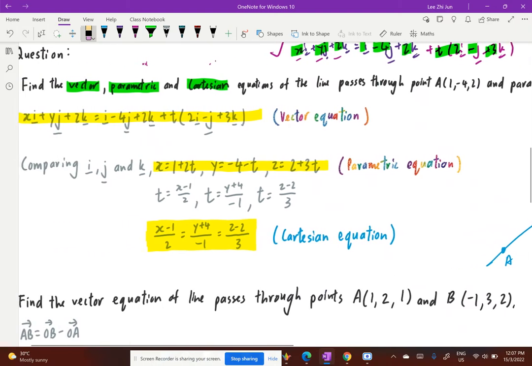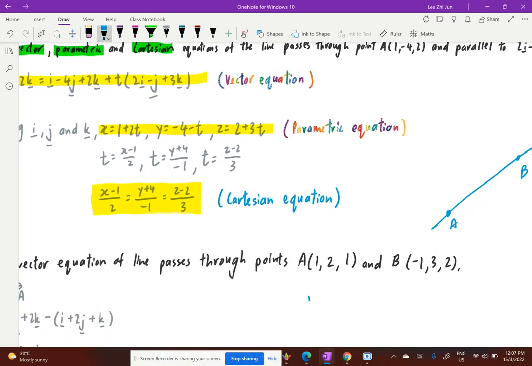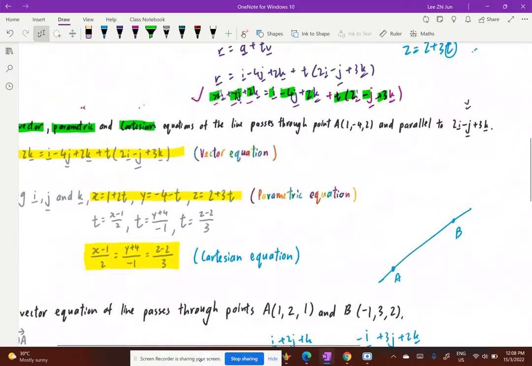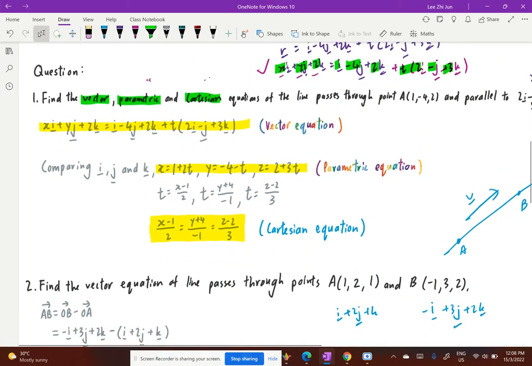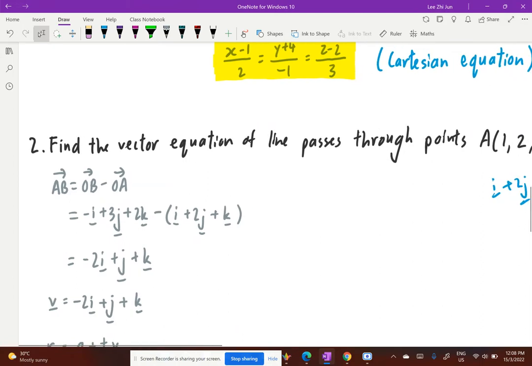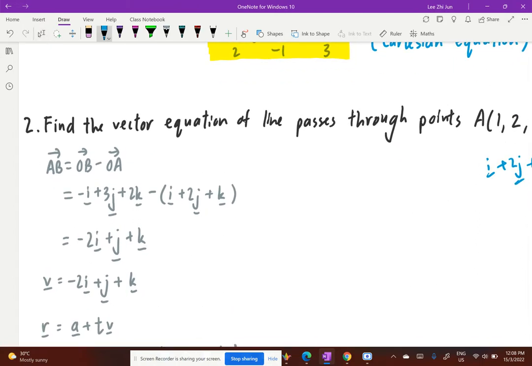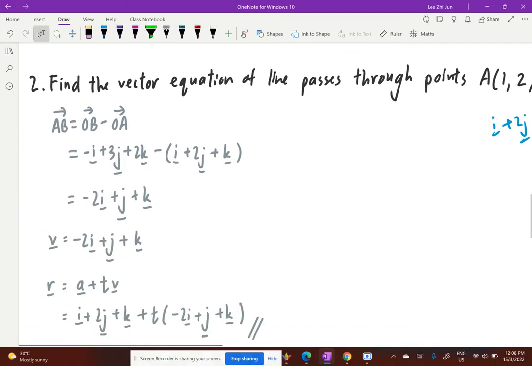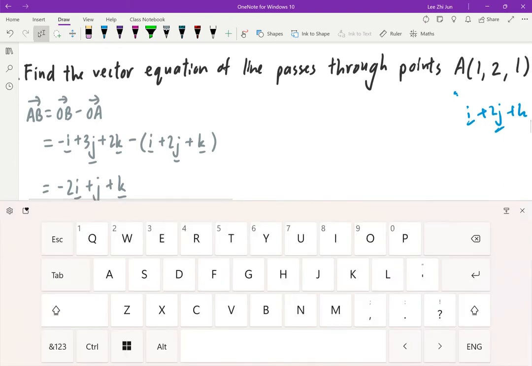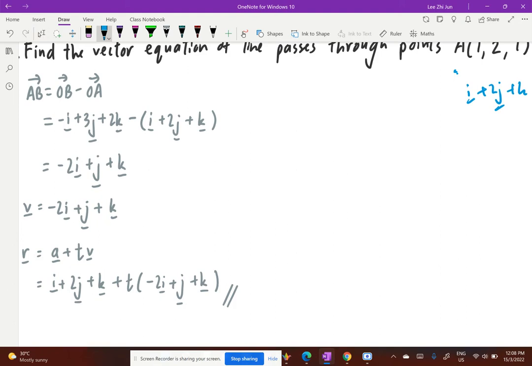So I write A and B in vector form: i plus 2j plus k, and this is minus i plus 3j plus 2k. Okay, so we find the vector AB. Vector AB equals vector OB minus vector OA, so it will become negative 2i plus j plus k. Vector AB is the same as this b. So r equals a plus tb. Just now I said I take A as the fixed point, so I substitute A as small a: i plus 2j plus k plus t multiplied by this vector, negative 2i plus j plus k. So this is the answer.